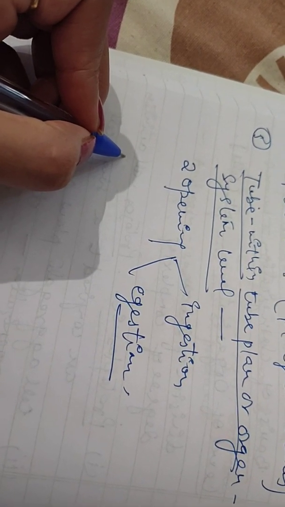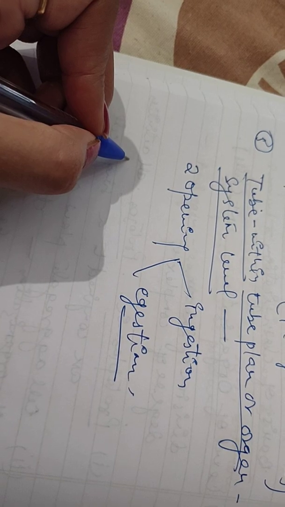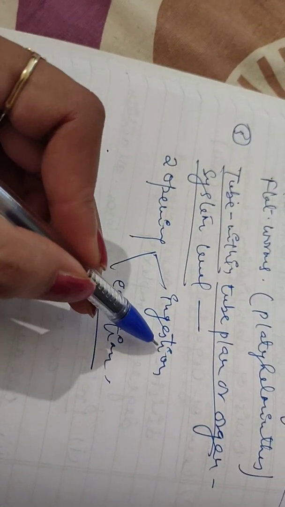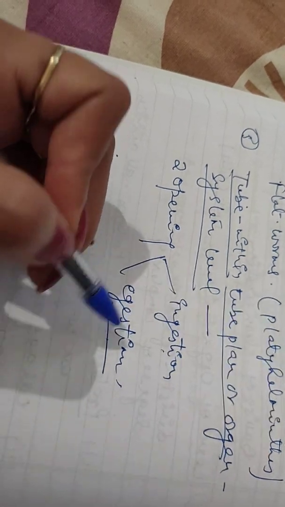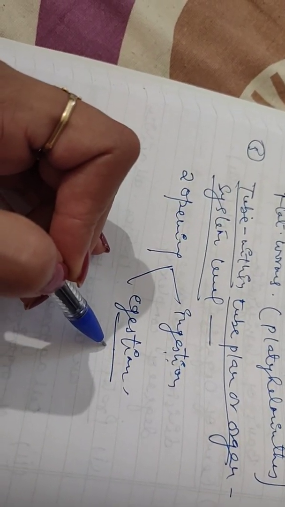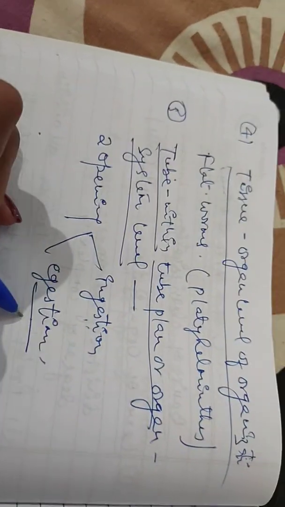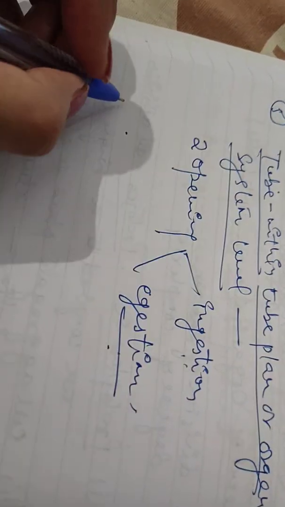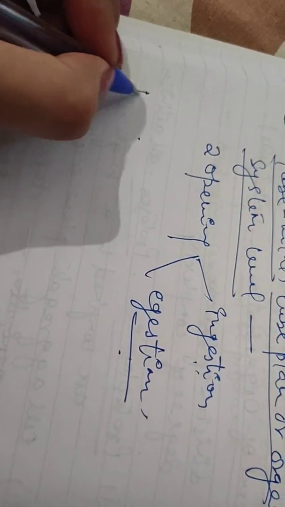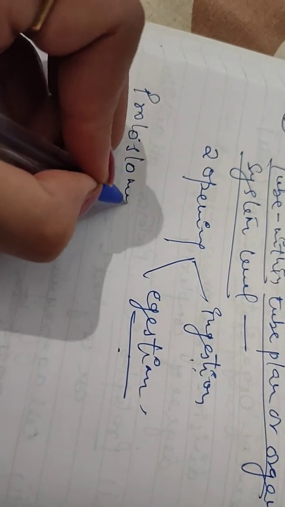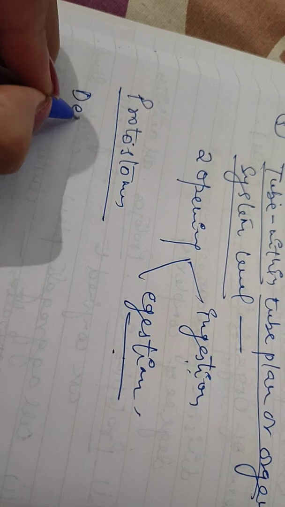In these complex animal groups, the digestive system includes a tube opening at both ends to form the mouth and anus for entry and egestion respectively. This type of plan is known as organ system level. There are also two other terms, protostomes and deuterostomes.